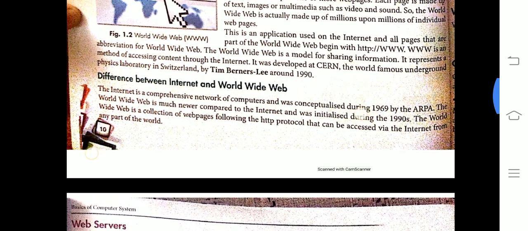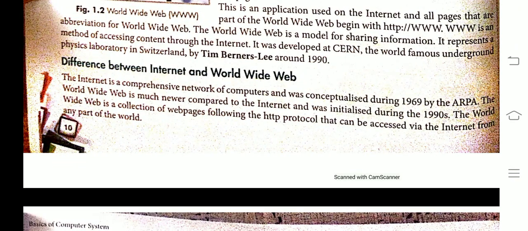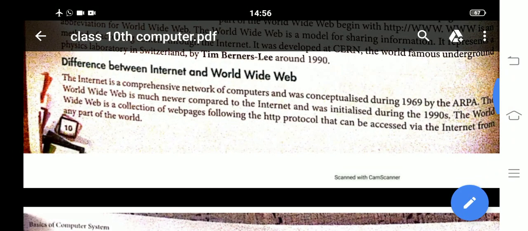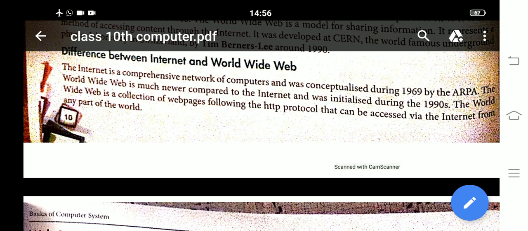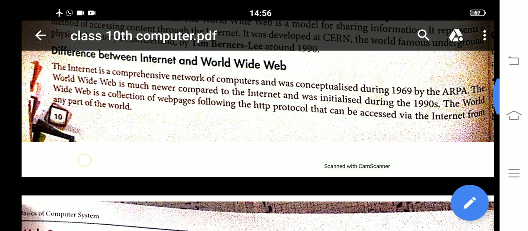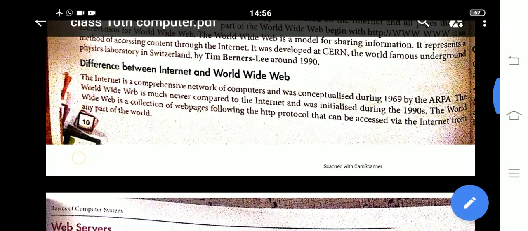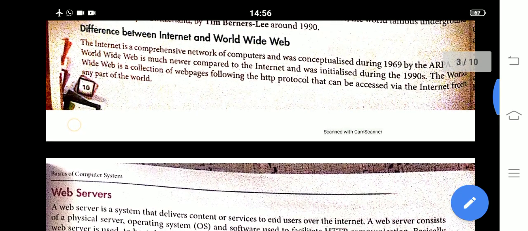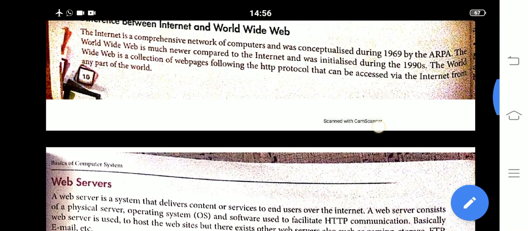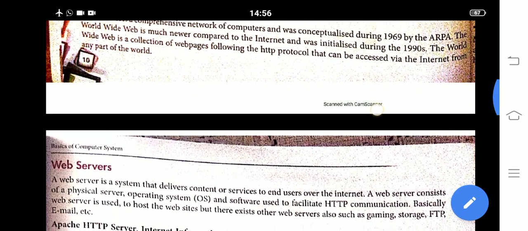The internet is a network of networks. Once again, I am repeating this definition: the internet is a network of networks. When LAN, WAN, MAN, PAN, SAN, CAN, all types of networks are interconnected with each other, they form the internet. The internet is a comprehensive network of computers and was conceptualized during 1969 by ARPANET. The World Wide Web is much newer compared to the internet and was initialized during 1990.